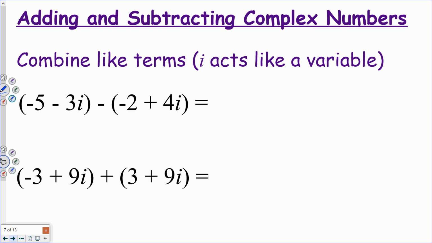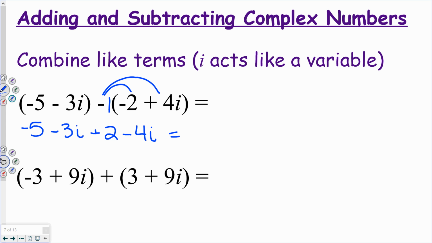All right, so just a couple more, just to get a little practice here. On this one, do I have to worry about parentheses? Yes. You see the negative? So negative 5 minus 3i. Distribute here, so you're going to have two negatives make a positive 2. And negative 1 times 4i is negative 4i. So then you can put like terms together: negative 5 plus 2, negative 3i minus 4i, negative 7i.